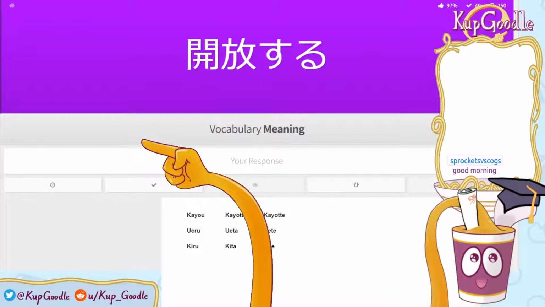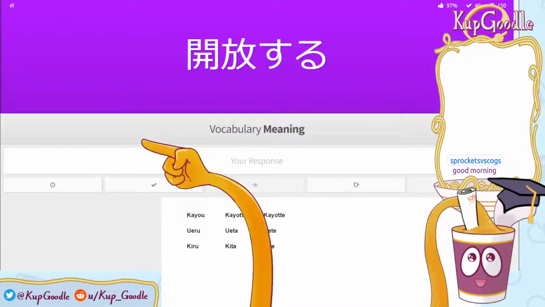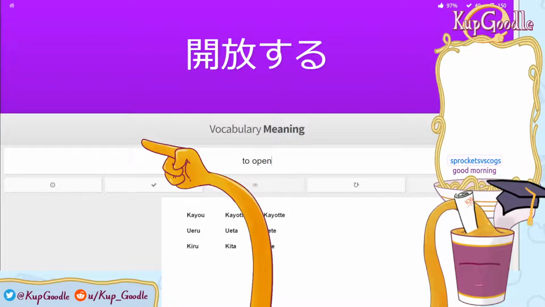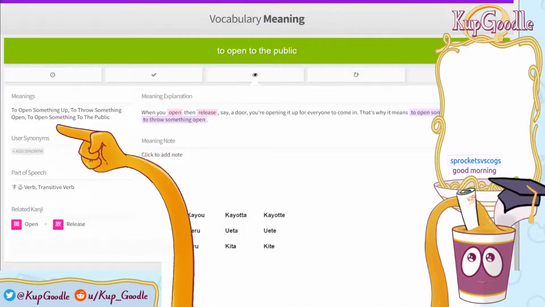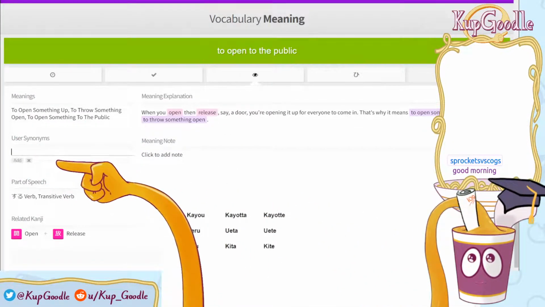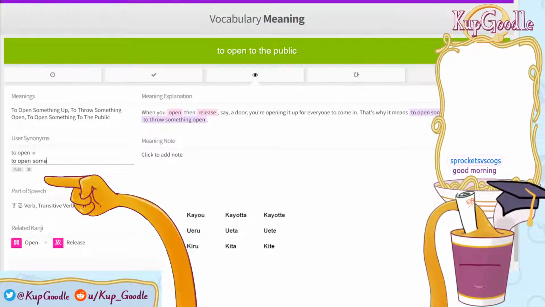And Japanese has Mars for the Firestar. Kaihou suru is to open something to the public. Open to the public. If I just said open, would it count? Let me look. To open something up, to throw something open, to open something to the public. Let's just say to open something.